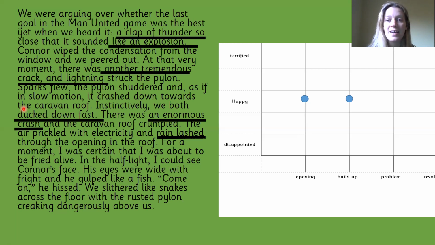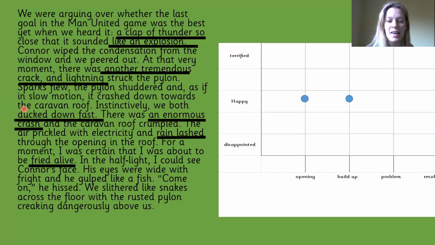Now there, we had lashed in the last paragraph where it was lashing on the roof. But actually, we were saying this was negative, but it was outside and they were quite positive inside the caravan. Now we're bringing the rain lashing into the caravan because it's going through the roof, and it's affecting their feelings now. For a moment, I was certain that I was about to be fried alive. So that definitely tells me how they are feeling. If you are certain you're going to be fried alive, he's talking about the electricity there and him being electrocuted.